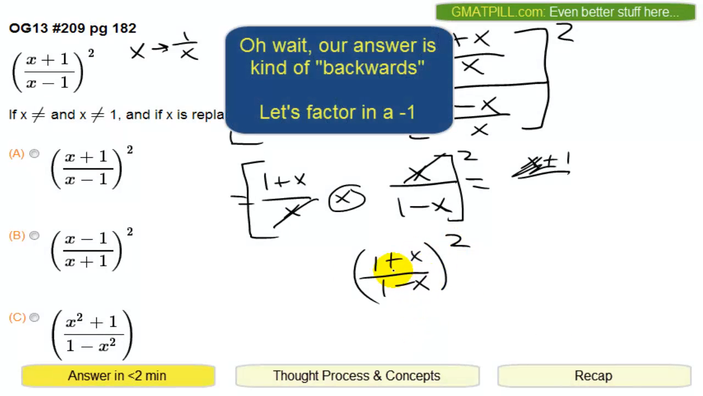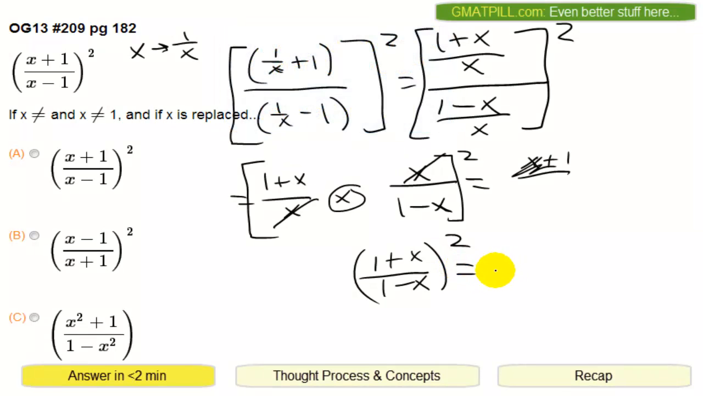None of the answer choices are in this format where it's 1 plus x. They're always x minus something or x plus something. So how do we get this to look more like that? Well, this 1 minus x is the same as minus x minus 1, right? And of course 1 plus x is the same as x plus 1. So again, this thing is squared.